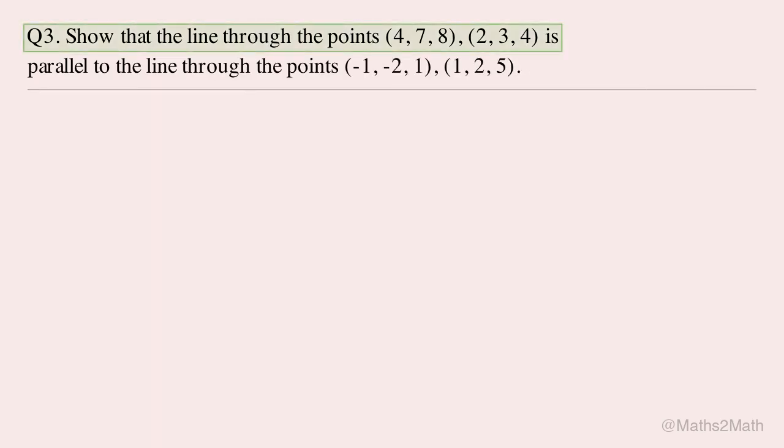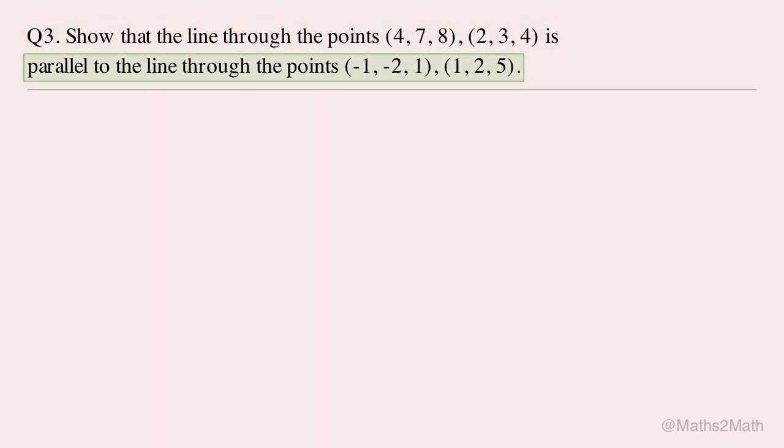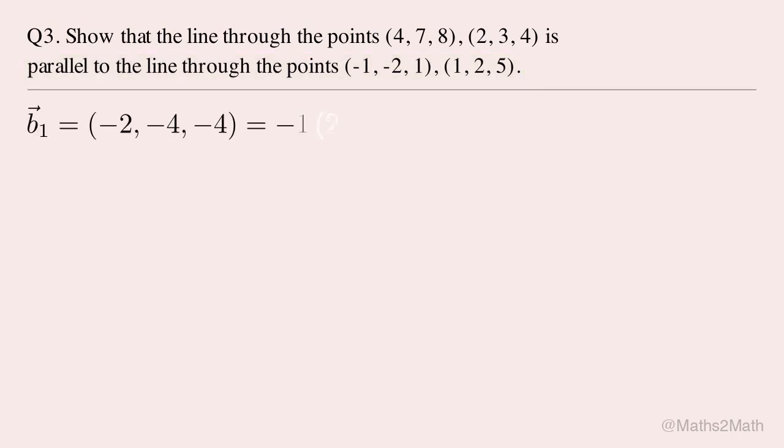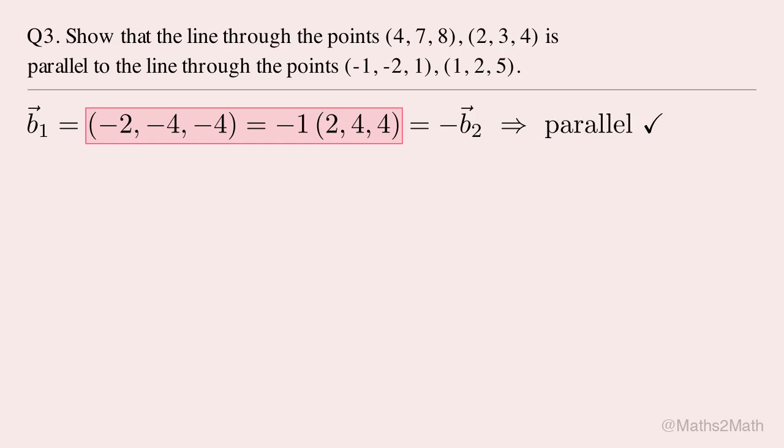Question 3. Parallel this time. Proportional direction ratios prove it. The ratios are minus 2, minus 4, minus 4 and 2, 4, 4. One is minus 1 times the other, so the lines are parallel.